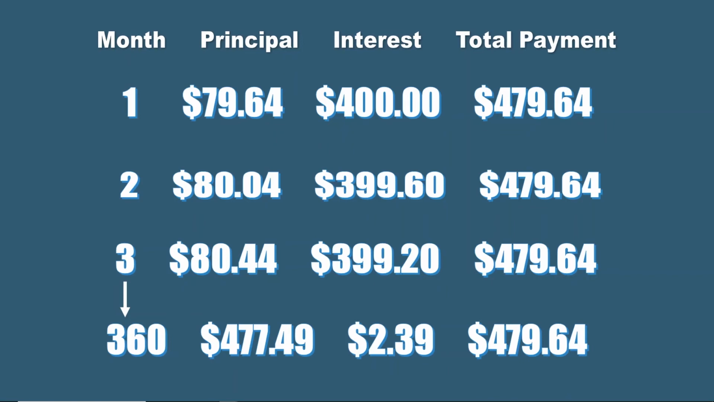Now, here's an example of it. Let's say you are paying the first month. This is a 30-year loan, so there are 360 months. You're going to be paying $479.64. Your first month, you'll be only paying $79.64 in principal. So that's your principal reduction off of the balance of the loan.